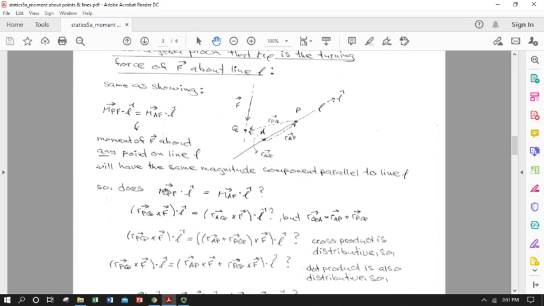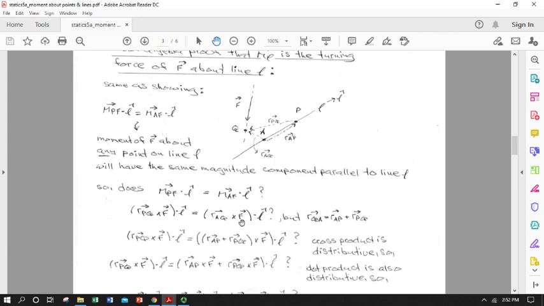So instead of saying just moment of F about P, we say, okay, well, how would you get that? Well, I know the moment of F about P is R from P to some point Q on the line of force cross F. There's the definition of moment about P due to F. Okay, I'll do the same thing for the moment about A due to F. I'll write it the same way. Radius vector from A to that same point Q on the line of force, cross F.